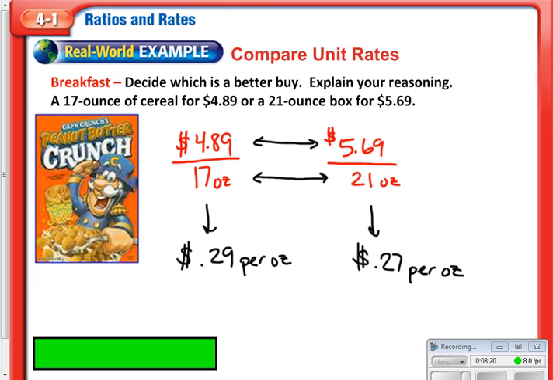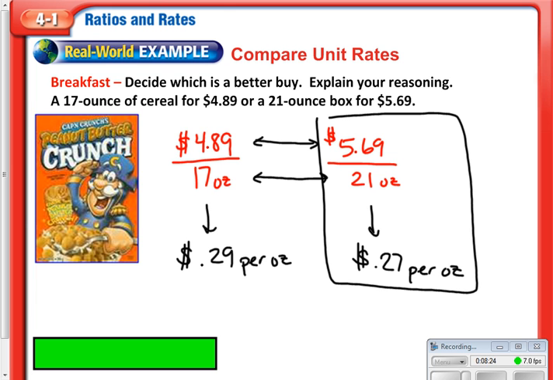So obviously looking at this here, the larger box would be the better buy. Now it says explain your reasoning. Well, your reasoning is right there. It is less dollars or money per ounce, and you showed your work there, your division, so that it proves that that would be our better buy. This would conclude lesson 4.1, ratios and rates.